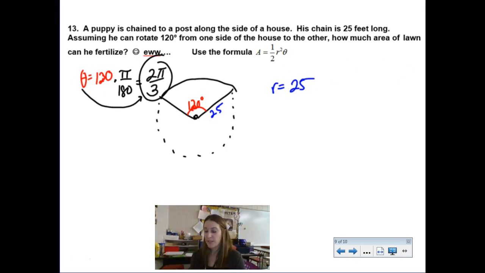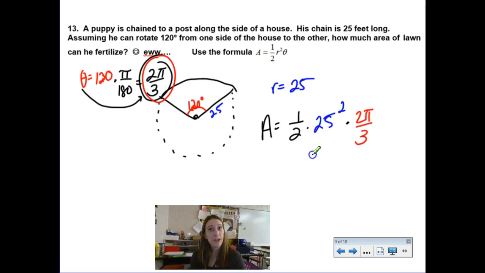So 25 is the radius. All right, let's go. Area equals 1/2 times our radius. Don't forget to square it, though, in this formula. And then times, we just found this guy, right, to be 2 pi over 3. So I'm going to type exactly that on my calculator. Please practice typing this. 1/2 times 25 squared times 2 pi divided by 3. And decimal answer works for me. I got 654.5. And then it's feet, but it's area, right? So it's feet squared.